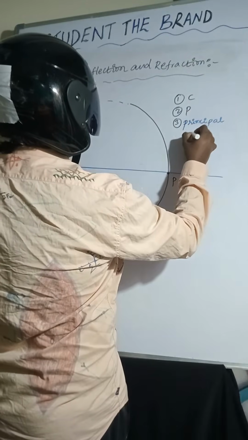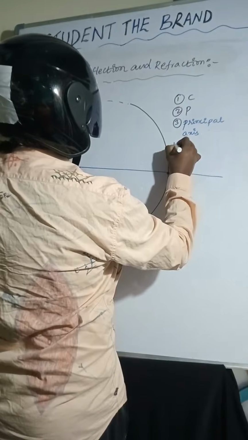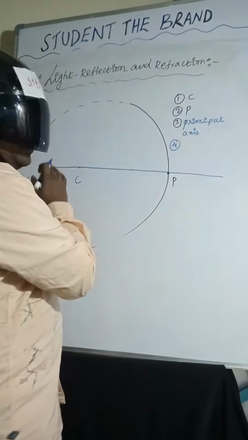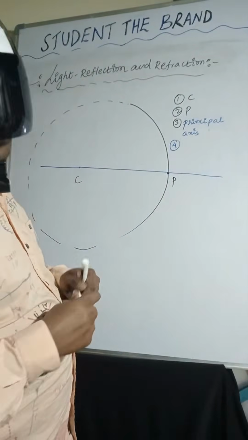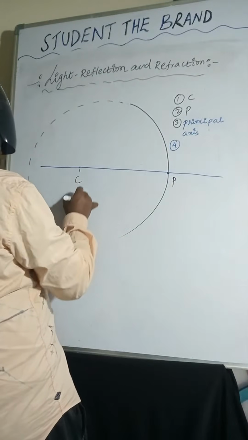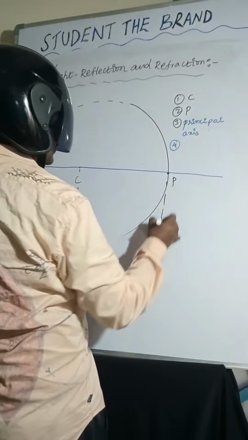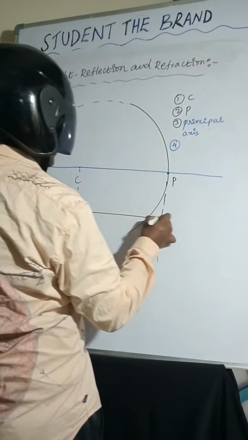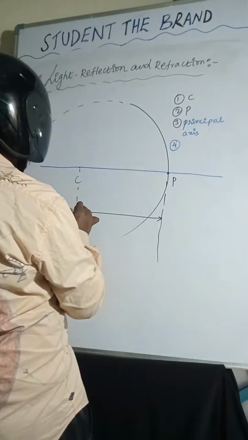Principal axis. Okay, coming to the fourth one, the distance between center of curvature to pole is called radius of curvature. This is called radius of curvature.